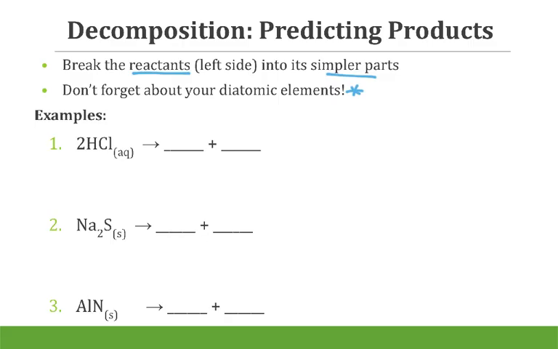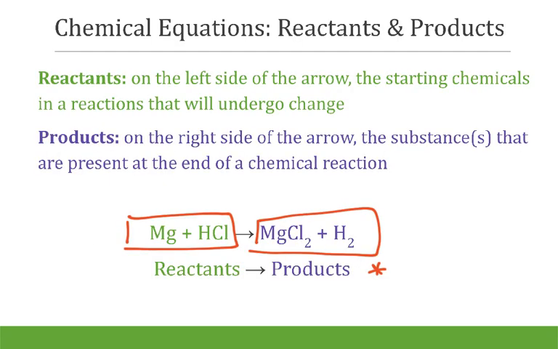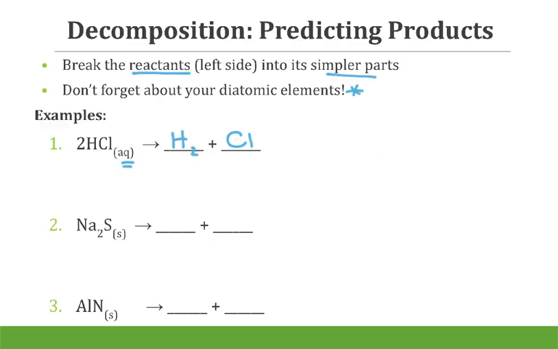So we've got 2HCl, aqueous. It doesn't matter what your state of matter is. We're going to just break these 2 up. So I'm going to have hydrogen by itself, and I'm going to have chlorine by itself. But I need to make sure, go and check my diatomic elements. If I go back to my periodic table, hydrogen is diatomic. Chlorine is also diatomic. So we're going to have H2 and Cl2. You don't need to predict the states of matter for that.